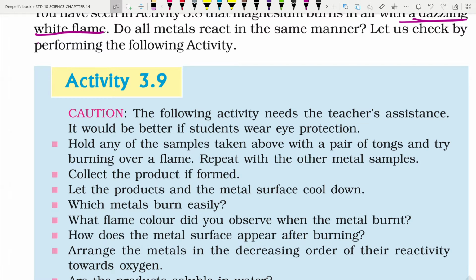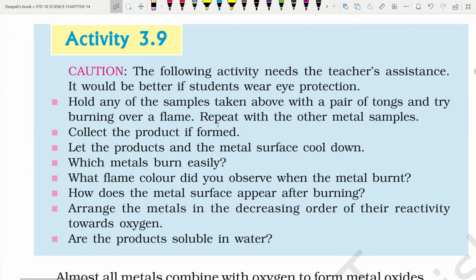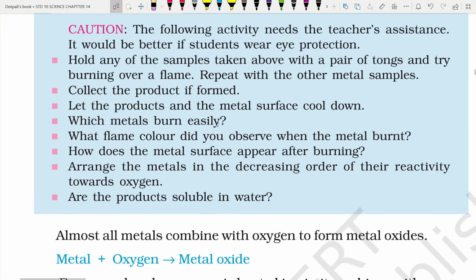The following activity needs teacher's assistance because you need to protect your eyes. Now take a sample of the above mentioned metals. Hold any of the samples taken above with a pair of tongs and try burning over a flame. Repeat with the other metal samples. Collect the product if formed. Let the product and metal surface cool down.